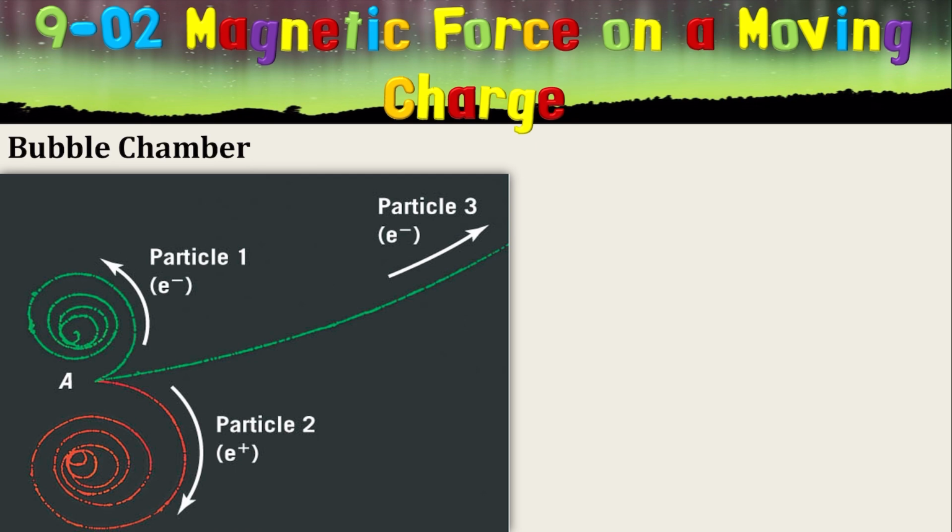Here is a picture of different charged particles. This is from a bubble chamber. And you can see they curl around in circles and spirals. It can be used to determine the relative mass to speed and charge ratios of the particles. So you can see this one here, particle 3, has a very large radius. That means it's going very fast. Whereas particles 1 and 2 have much smaller radii. They're not going as fast.